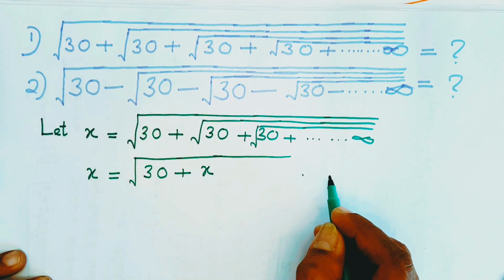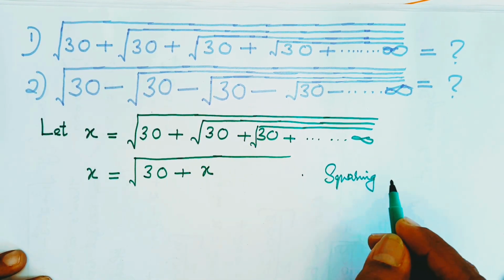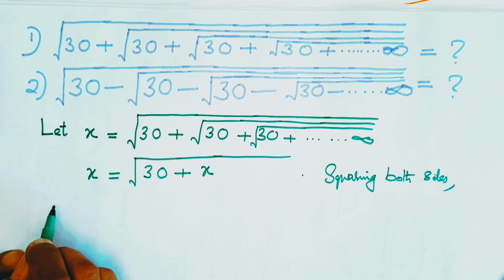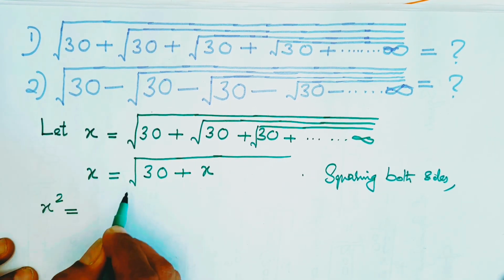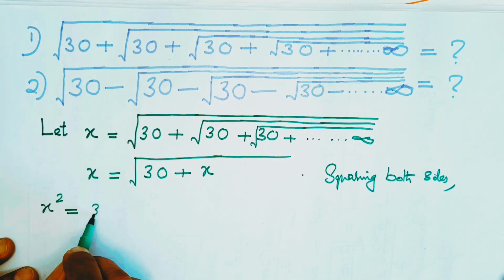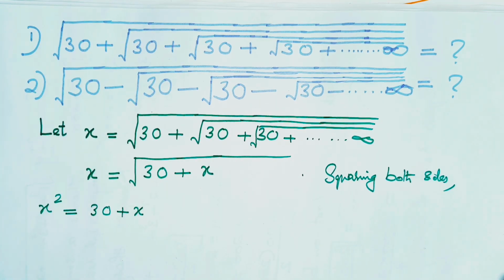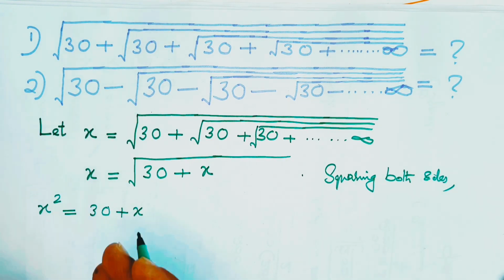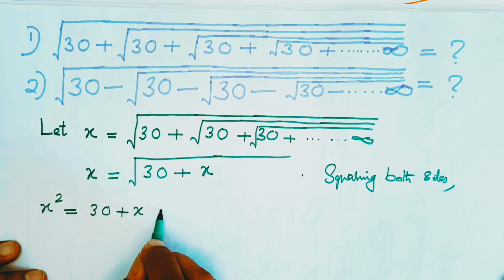Okay. Now in the next step, we will square both sides. Squaring both sides, you get x squared. This root sign will just go off. Because as you know, squaring and square root are inverse operations. Now you can see it's getting converted into a quadratic equation.